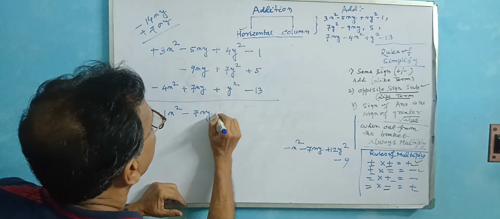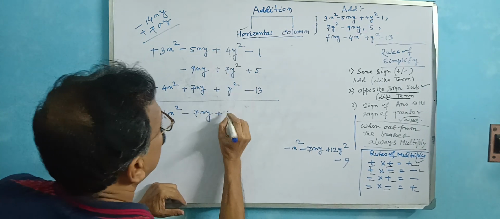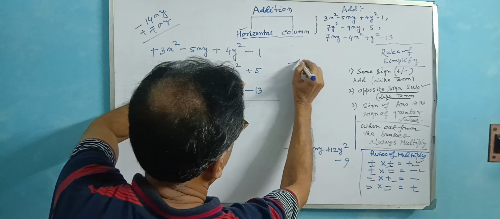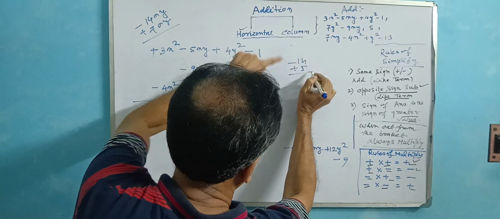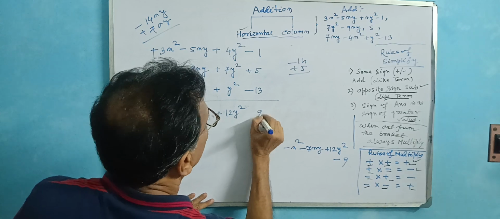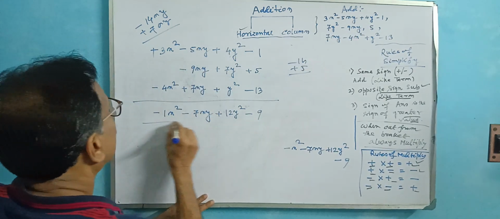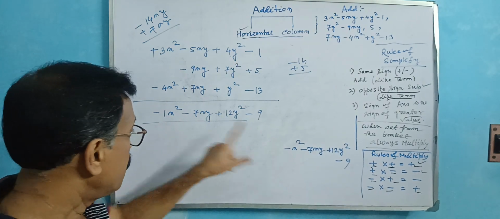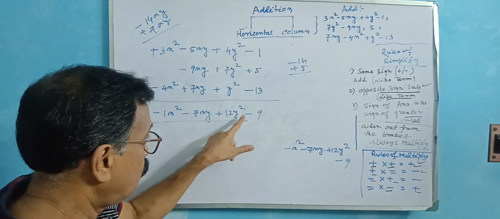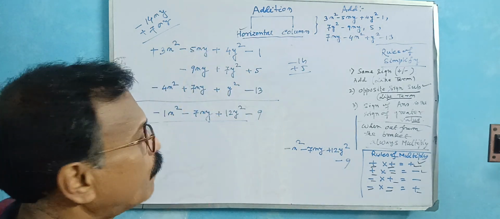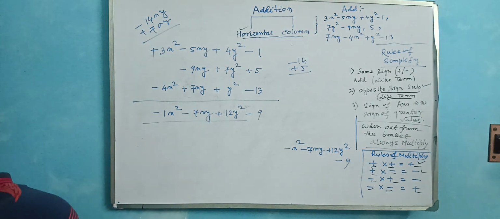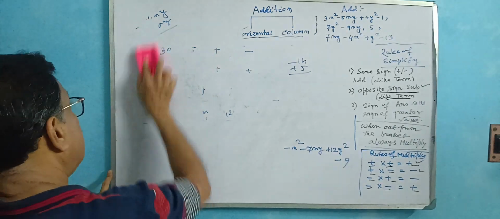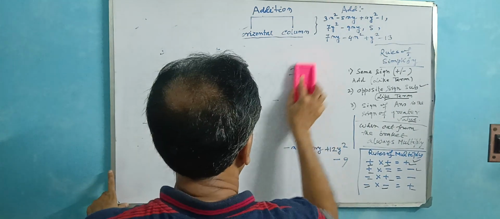Here is the same sign addition, 12y square, and first the same sign addition: minus 13, 1 minus 14, and plus 5. Now the opposite sign subtraction, 9. Which one is greater? 14. The sign is this. The same answer is coming. So minus 1 x square, that means actually minus x square, minus 7xy plus 12y square minus 9. Two ways, but the answer is the same. So this is the very important thing in case of addition. Like term, unlike term, you know.